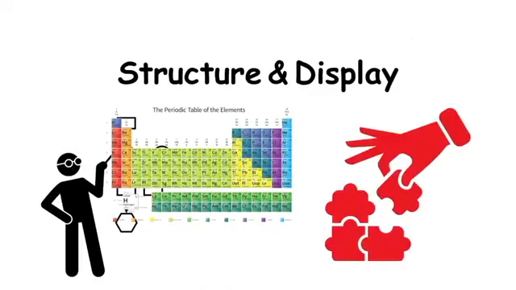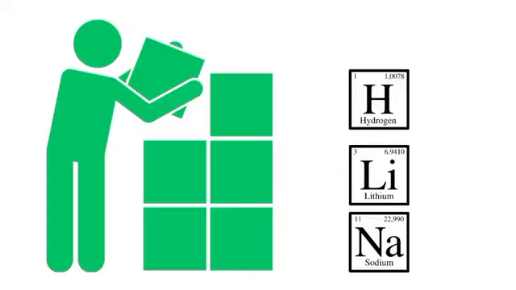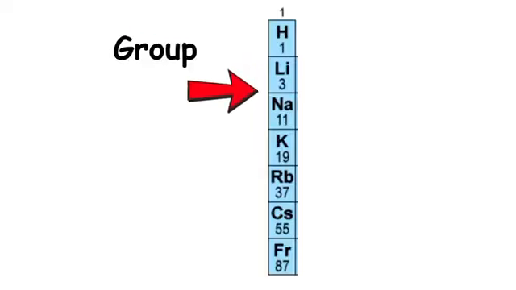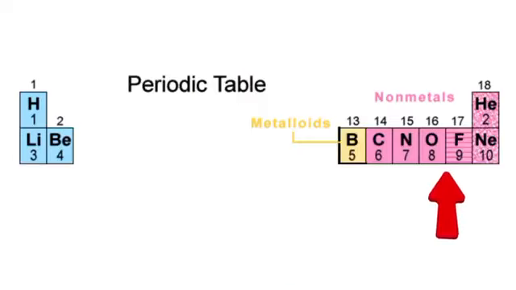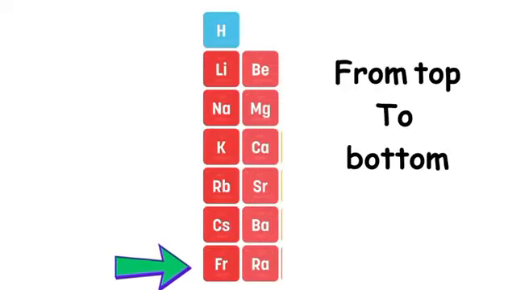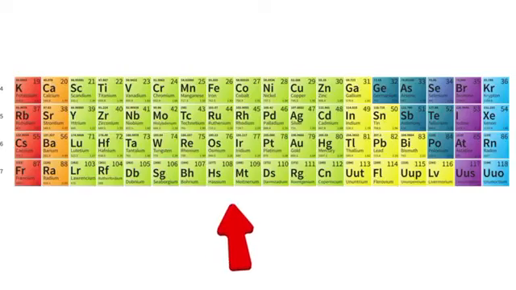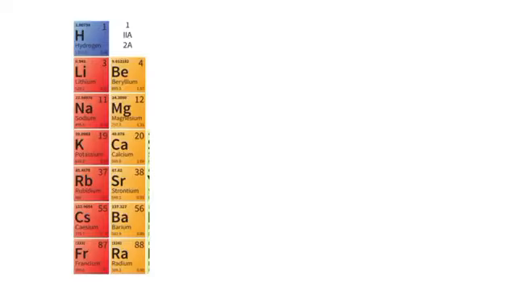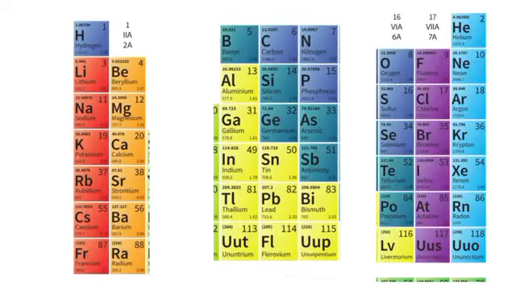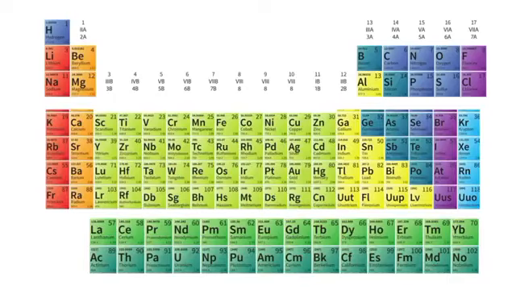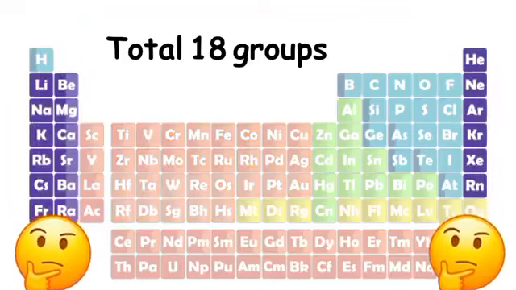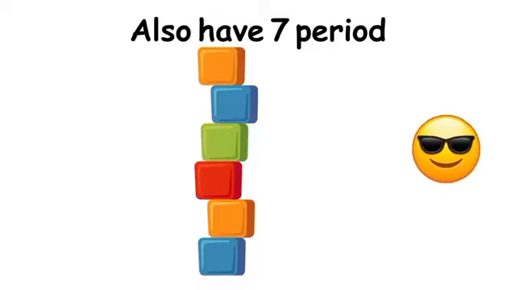Structure and display. Periodic table is a tabular form of chemical elements which are arranged in groups and periods. If we study behavior and properties of elements from top to bottom, it is called group, and from left to right is known as period. Actually, vertical columns are called groups, and horizontal rows are called periods. There are total 18 groups in periodic table, and it also has 7 periods.